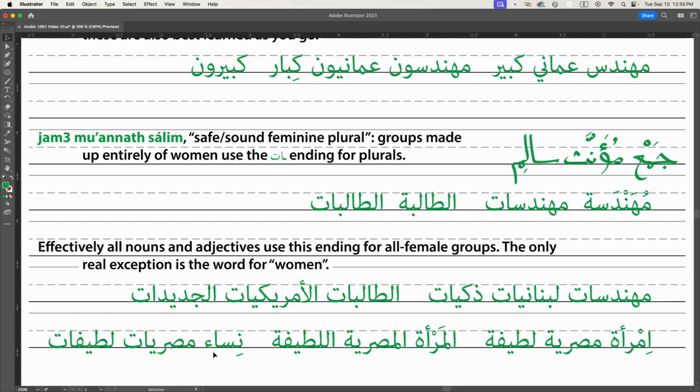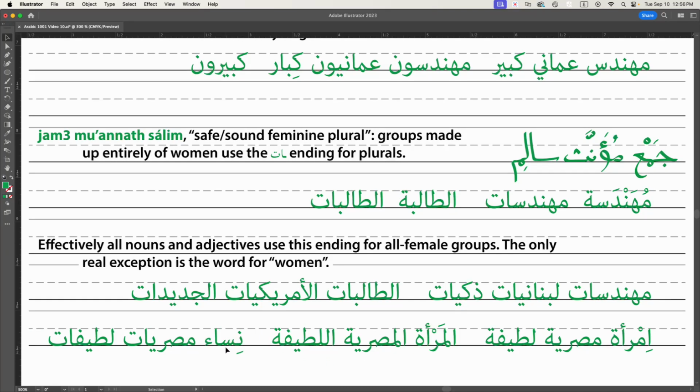And then it has a completely irregular human plural form, nisa. So nisa, you can see it's got nothing to do with imra'a. A mar'a is a person. Nisa is like human. So that's where it comes from. So nisa is the plural of al-mar'a. So that's one you just have to memorize and learn, and it's common enough that you'll learn it pretty quickly. So nisa, and then the adjectives still need to agree. Masriyat latifat, so nice Egyptian women is what we have here.